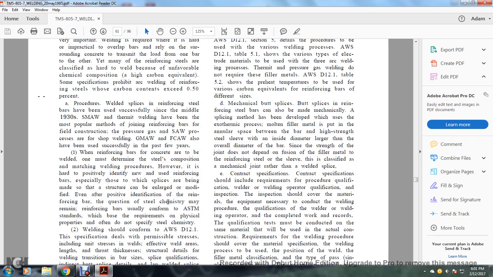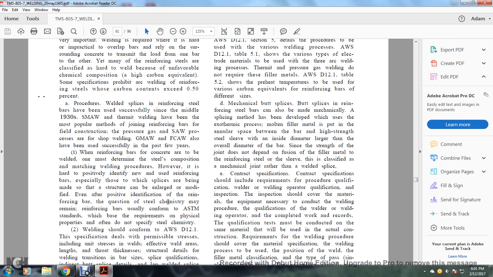When reinforcement bars for concrete are to be welded, one must determine the steel composition to match the welding procedure. However, it is hard to positively identify new and used reinforcement bars, especially where splices are being made in existing structures. Costs can be increased by the amount of effort needed for positive identification of the reinforcement bars.